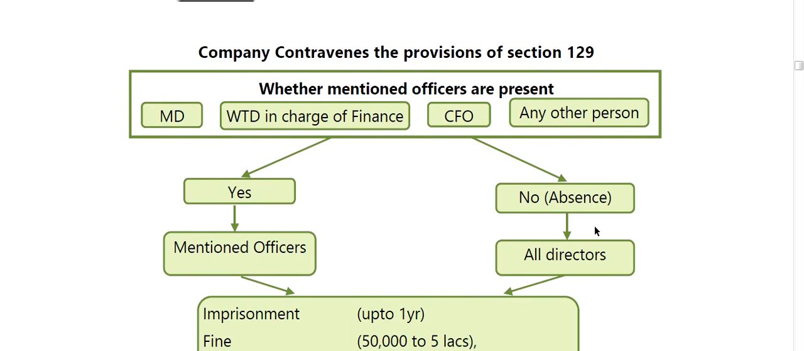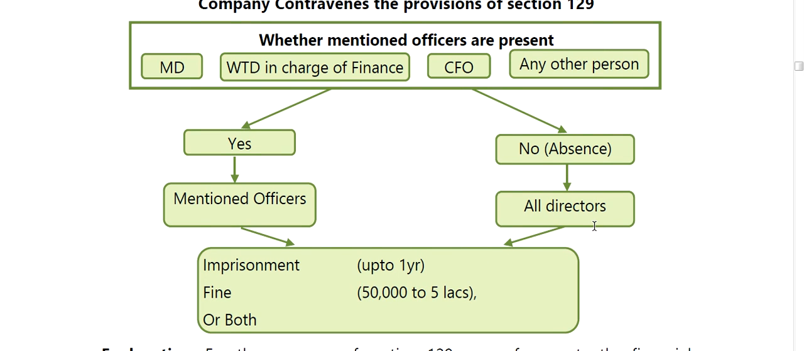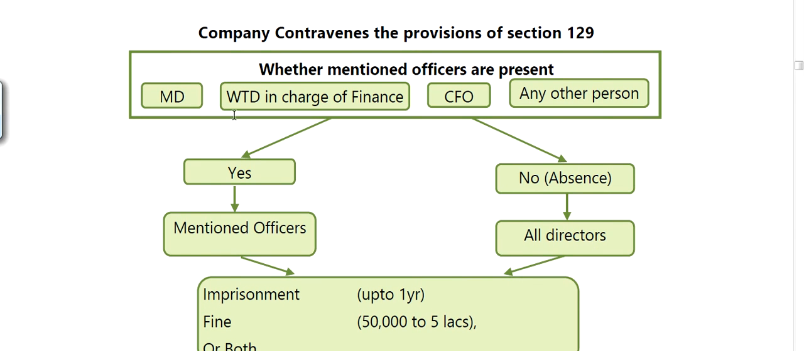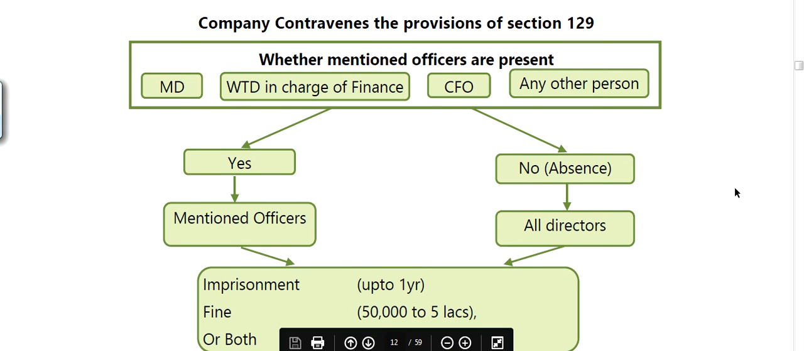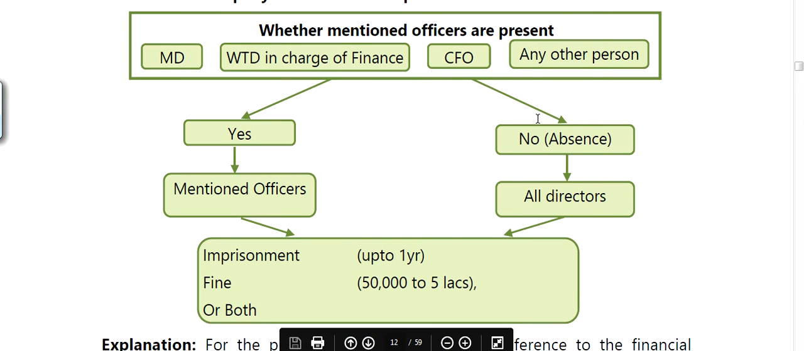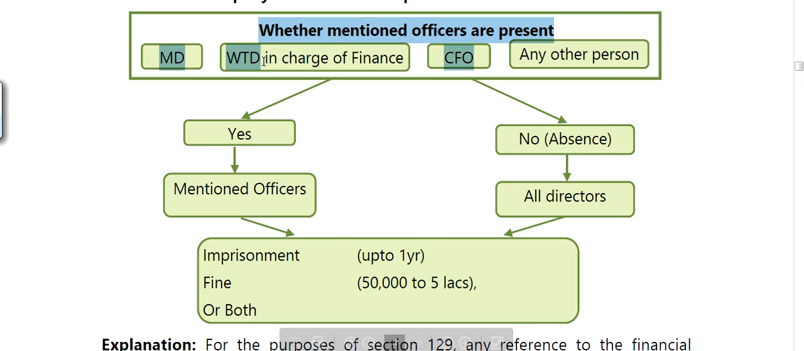Who are responsible? These people are responsible: the MD, the whole-time director in charge of finance, the CFO, and other persons. If they are there, then the mentioned officers are responsible and the penal provision applies to them. If no such person is appointed or present, then all the directors are responsible.